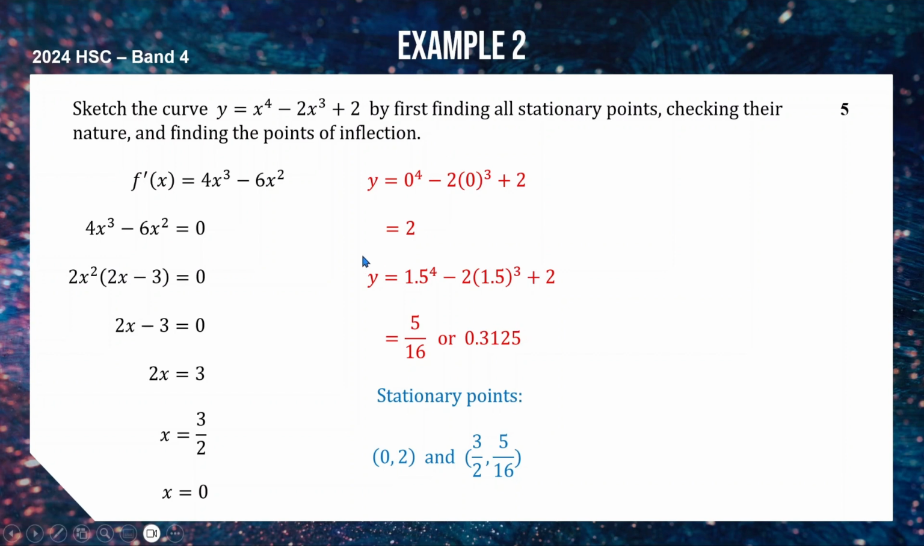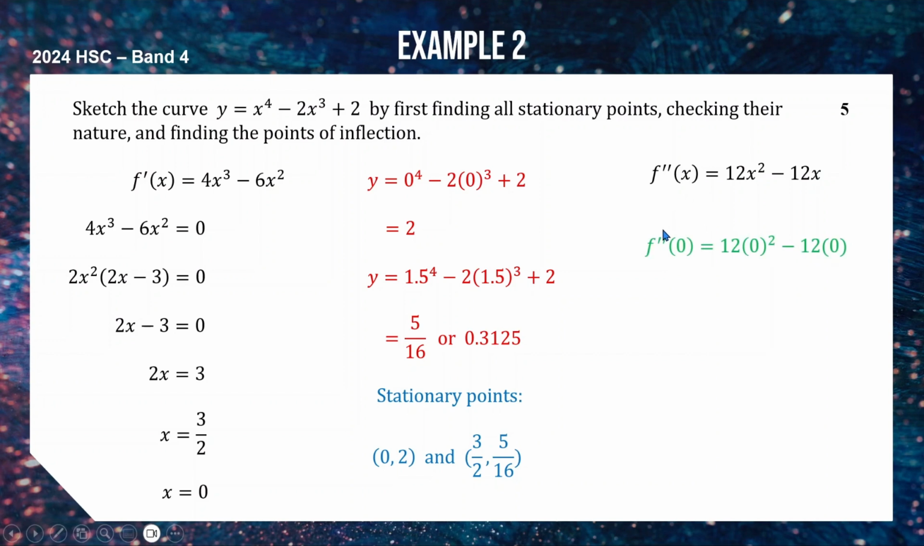Now we have successfully found our stationary points. We can now start classifying them using our second derivative. So we're going to find f double dash by differentiating our first derivative. The 3 comes down to make 12x squared. The 2 comes down to make 12x to the 1. That right there is our second derivative. Now we're going to sub in our x values once again of 0 and 3 over 2, and see what the second derivative is doing.